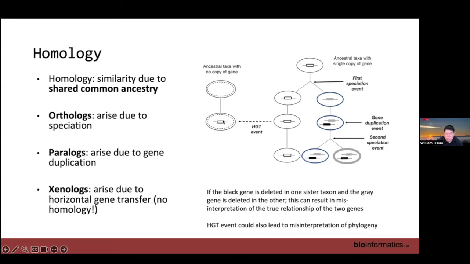It's probably underappreciated how much missing information is in our public repositories. So here's a study that looked at GISAID database. As many of you know, GISAID was the global database for SARS-CoV-2 genomes and also for influenza genomes. That was what it was doing before SARS-CoV-2.